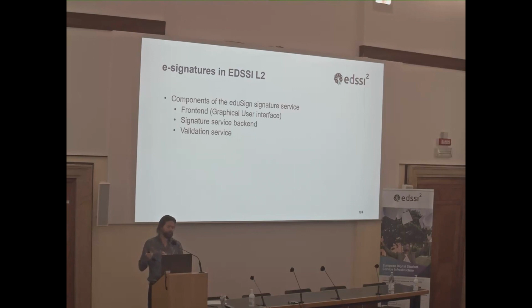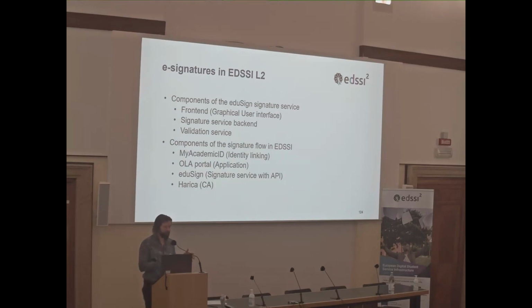The other perspective is what we're actually doing in the EDSSI project. We're integrating the signature into an already existing flow within Erasmus Without Paper. This part has four perspectives. One is MyAcademicID, which we've talked about, used for identity linking or logging in, to ensure we have the information we need about the person entering the system. Then we have been using the OLA portal, Online Learning Agreements, which could be any application, but we're using it as an example now.